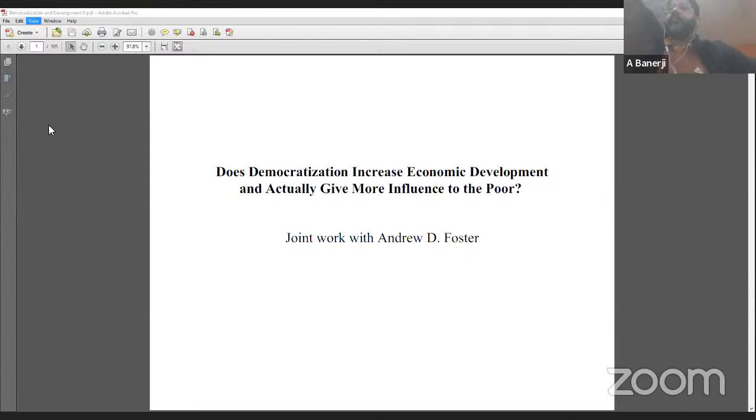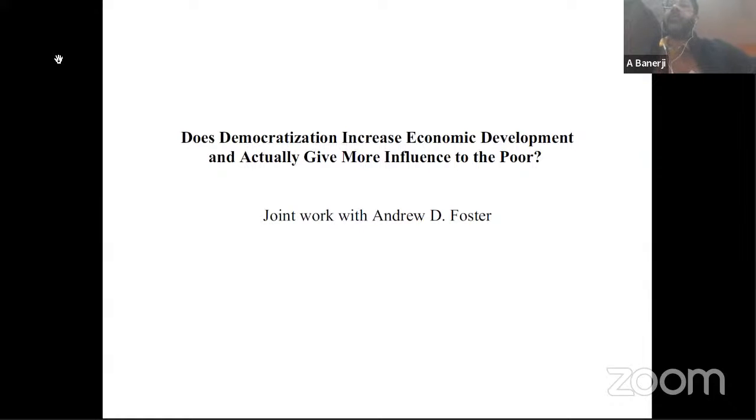So shall we start, Shomendu? Yeah, please. Okay. Hello everyone. I'm the gatekeeper, or the chair, for this final session with Professor Rosenzweig, and we've had two fabulous talks already, and those were in some sense very much trademark Mark Rosenzweig. They had theory as well as lots of very serious data work. And I'm just wondering, because this looks totally different. So now the third and final lecture will be on, as it says, does democratization increase economic development and actually give more influence to the poor? So the floor is yours, Mark. All right. Thank you very much.